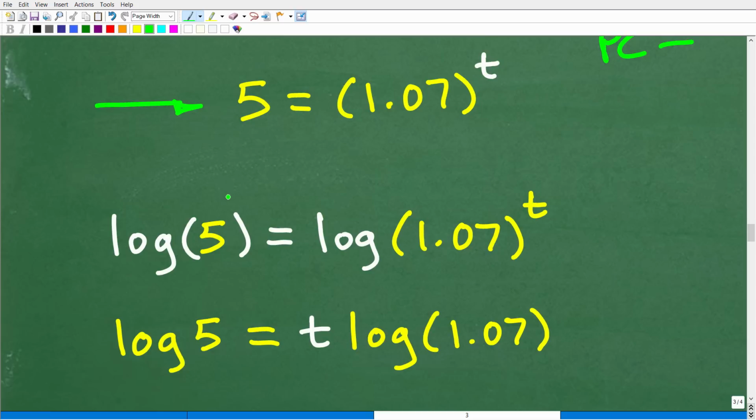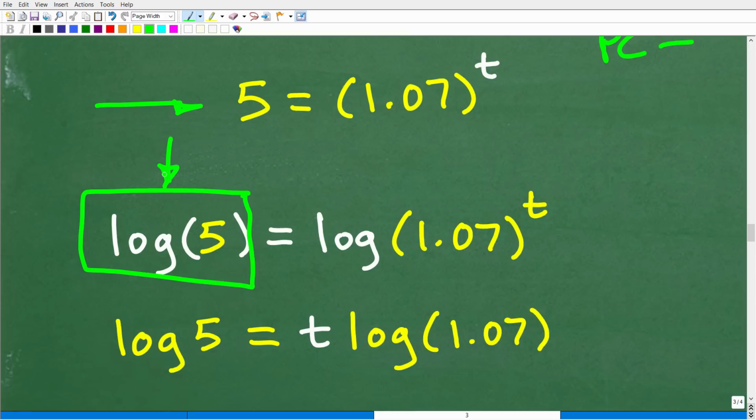If you do have your calculator and you're just wondering what this means, well, go ahead and put in log 5. You'll see that you're going to get some sort of number, some sort of decimal in your calculator. So a logarithm of a number is just a number.